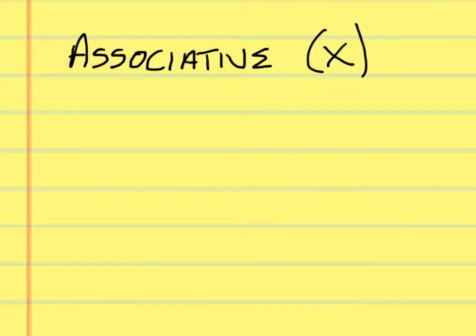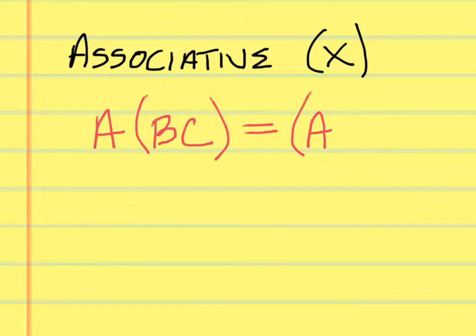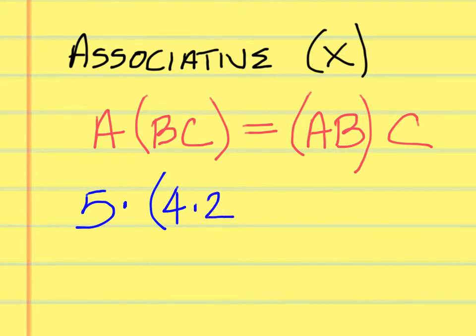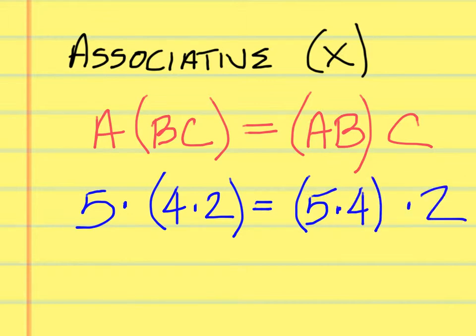The associative property of multiplication says that if you have A times the quantity of B times C, that's the same thing as the quantity of A times B, close the quantity, times C. In other words, if I have 5 times the quantity of 4 times 2, I can also do it as the quantity of 5 times 4, close the quantity, times 2.